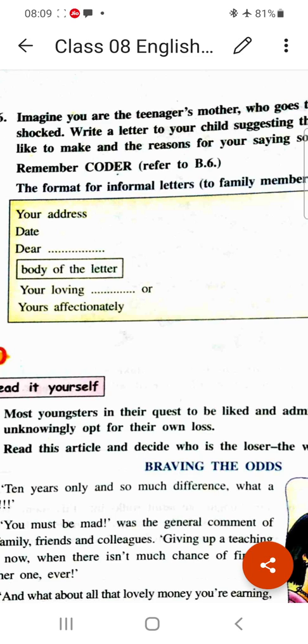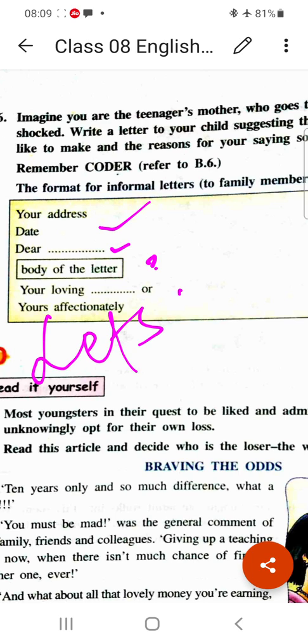You can see the format very well and you are well aware of it. First is your address, date, and then dear. Then will come the body of the letter, and then lastly the salutation, your loving one, your affectionate. Let's begin writing the letter.